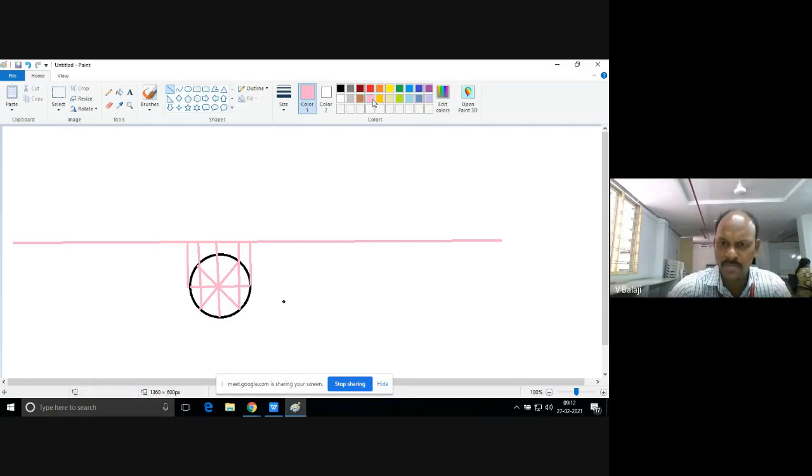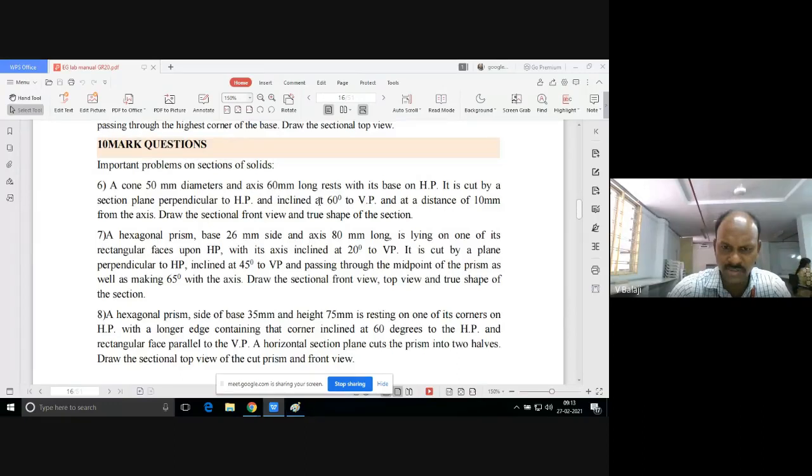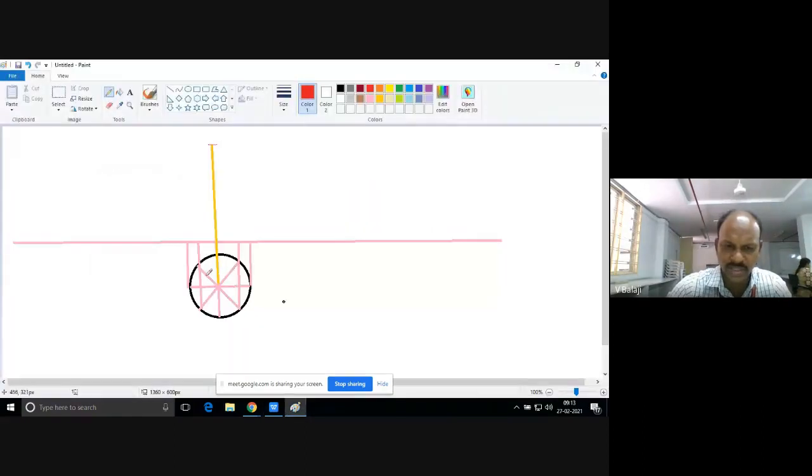Now let me take one more color because I am showing the axis differently. Anyway, you need to draw the axis line as per rotations. For example, this is the height of the cone given in the problem. Can you read this problem? 60 mm long axis, and the diameter is 50. Now I have taken 60 mm height. Again, I am joining all the base points to the apex point. So simply I will join to the apex of the cone.